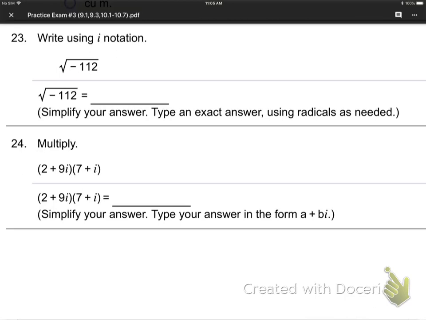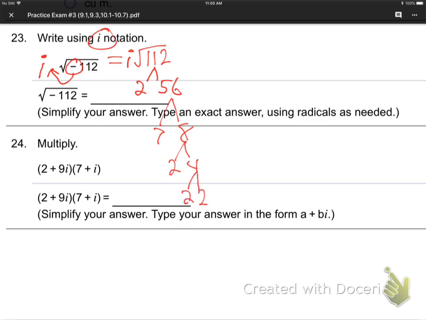Right, number 23, we're supposed to write using i notation. So when the negative is inside, remember what that does? That kicks out an i to the outside. So it becomes i, imaginary, square root of 112. And then that's all we do with the negative inside. It's no big deal, just kick an i outside and then just do the regular stuff. What do I mean by regular stuff? Break it down. I know it ends with a 2, so 2 goes in. That's 56. And then that is 7 times 8, and 8 is 2 times 4, and 4 is 2 times 2, so 2, 2, 2, 7, 2.